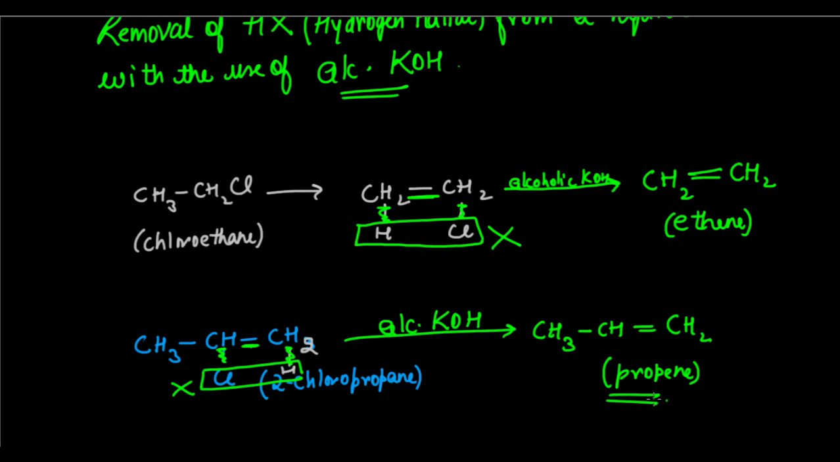Right? So basically, an alkene is formed when a hydrocarbon containing hydrogen halide is passed through alcoholic KOH. It loses that hydrogen halide group and forms an alkene. So I hope that's absolutely clear. If there is any kind of doubt, it is most welcome in the comment section below. And with this, we are done with the elimination reaction.